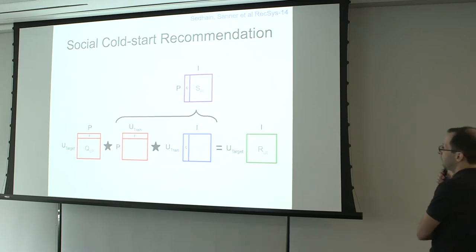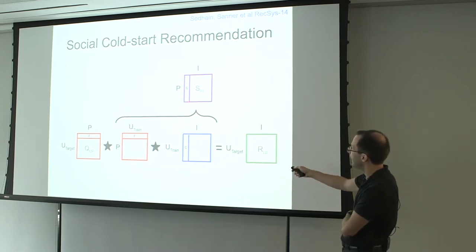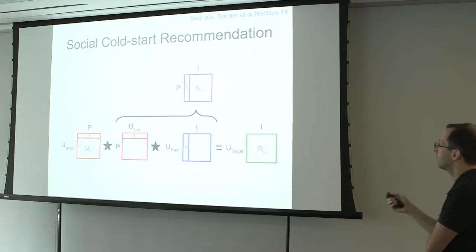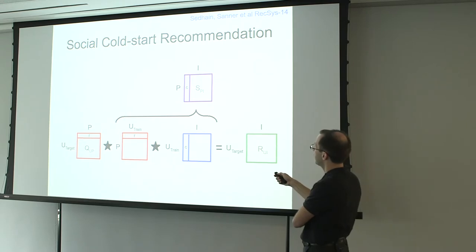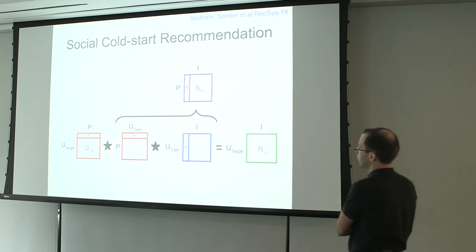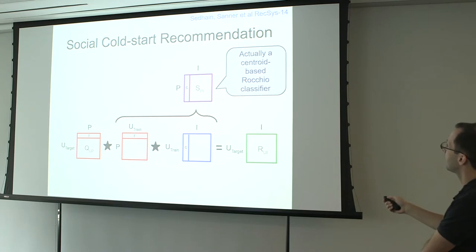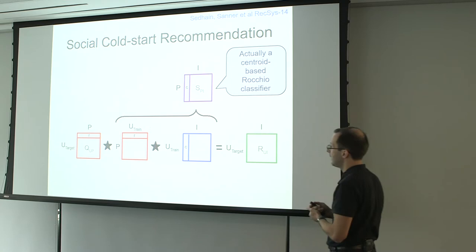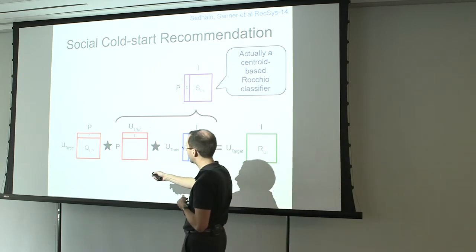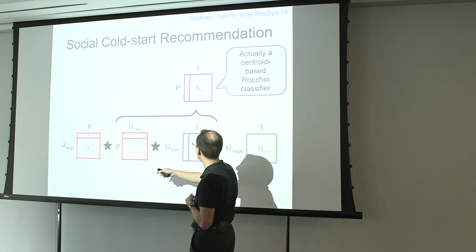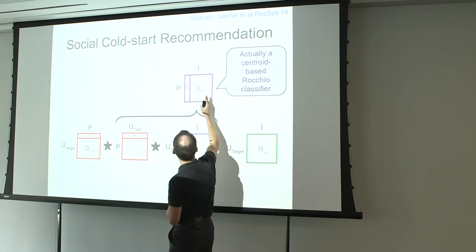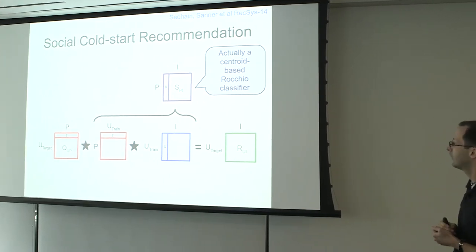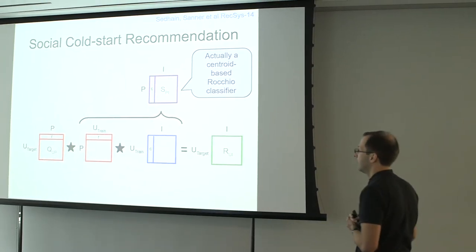Now, another way to interpret this is that for every item, we're building a page centroid. We're averaging all the page vectors for users, and we're building a page centroid. And what this turns out to be is very similar to a nearest neighbor Rocchio-based classifier, where you build a centroid for each prototype class. And then for a user, you say, well, they have this page vector. How close is their page vector to the centroid for every item? So it turns out what we're doing with matrix multiplies is implicitly a nearest neighbor centroid-based method.